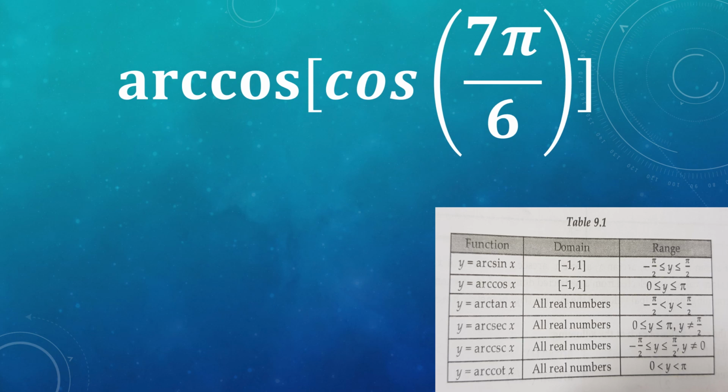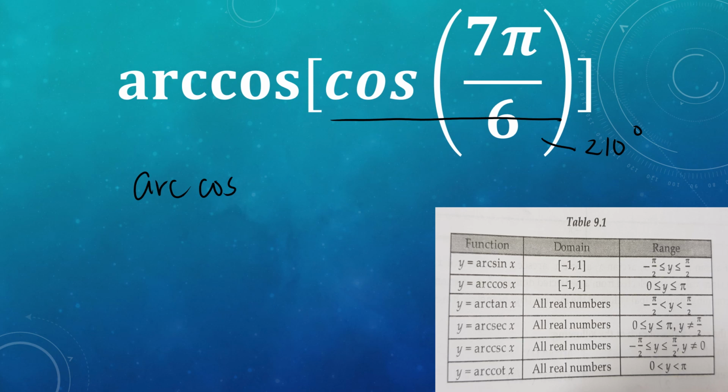Okay, let's try another example. Arccos of cos 7 pi over 6. Let's start with the innermost, cos 7 pi over 6. 7 pi over 6 is equal to 210 degrees, and cos 210 degrees is equal to negative square root of 3 over 2. So let's bring down our arccos.